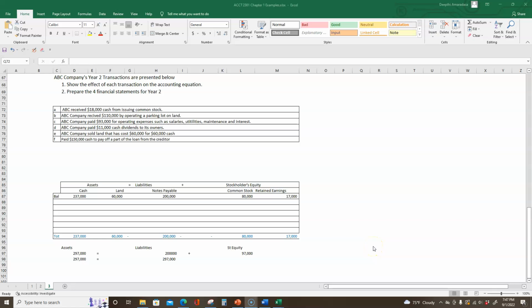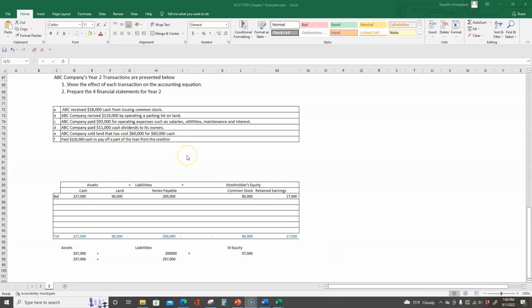In this video, we're going to look at a company's transactions and analyze them using the accounting equation for the second year of a company. You would want to follow this example because I'm going to show you how the second year's transactions are analyzed, and then I'm going to use this example to show you how to prepare the 4 financial statements for year 2. This is a continuation of the previous question that we did for ABC Company's Year 1 transactions.